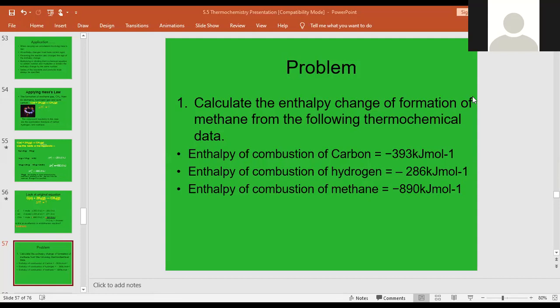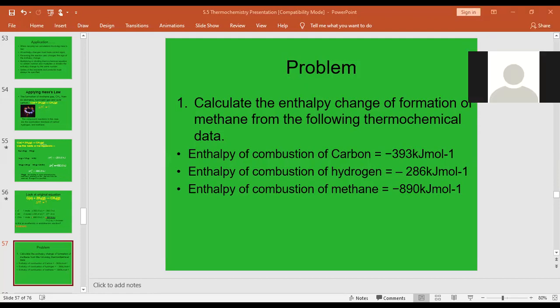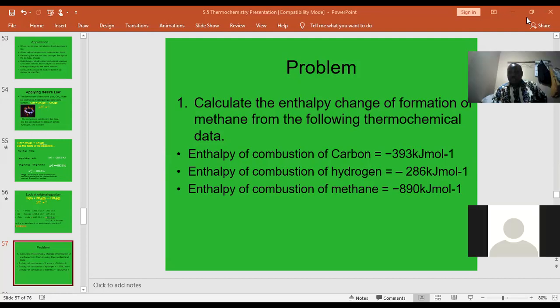You people, we are taking too long. If you've finished, you can discuss briefly what you've got, or you tell us your final answer, the enthalpy change for the formation of methane. Then we compare.